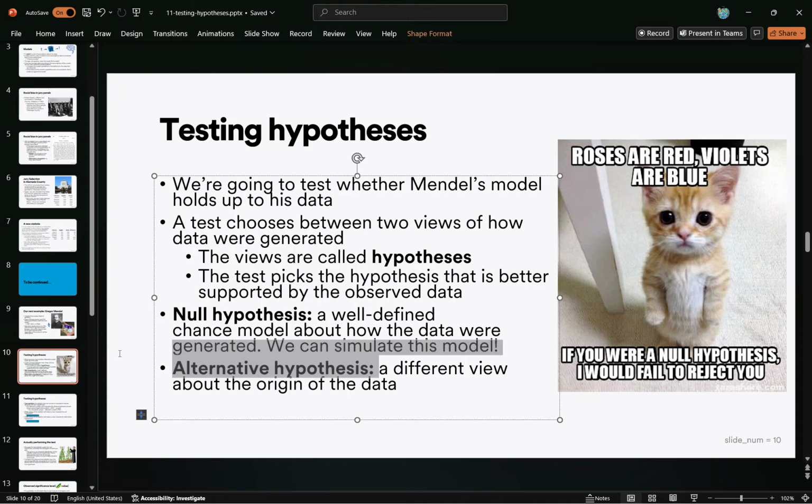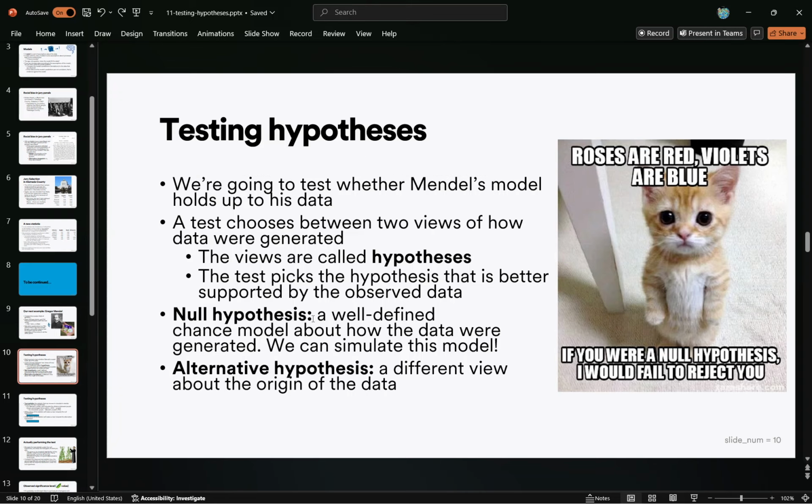Okay. So the null hypothesis, null is a fancy word. It just means nothing, right? Emptiness, nothing. So the null hypothesis, in a book, would be defined as a well-defined chance model about how the data were generated. We can simulate it. Usually, it means everything was left to chance. There was nothing that wasn't left to chance. Null, things left to chance, zero. All right, that's what the null hypothesis means. It's something that we can imagine very easily, usually, and simulate. And then the alternative hypothesis is something that's different. It's kind of the opposite of the null hypothesis.